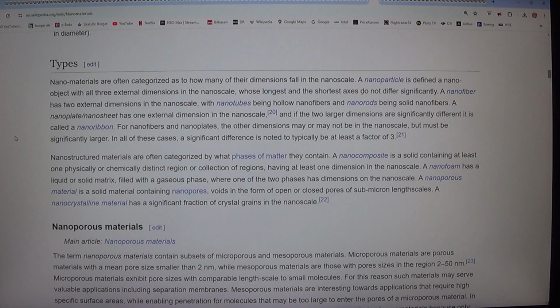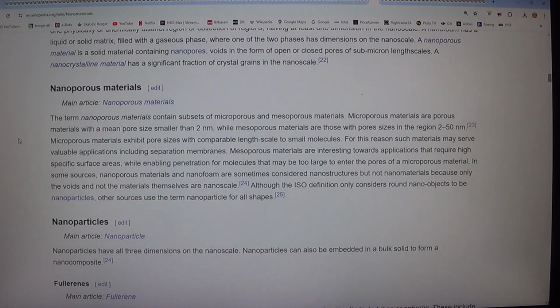A nanofoam has a liquid or solid matrix, filled with a gaseous phase, where one of the two phases has dimensions on the nanoscale. A nanoporous material is a solid material containing nanopores, voids in the form of open or closed pores of submicron length scales. A nanocrystalline material has a significant fraction of crystal grains in the nanoscale.